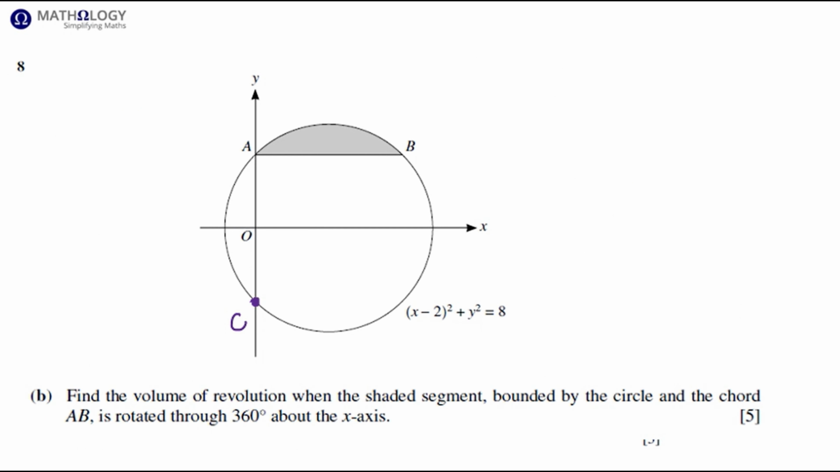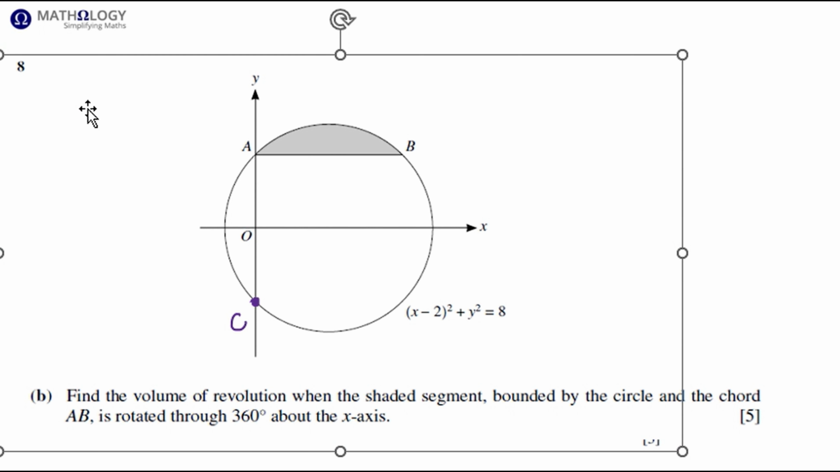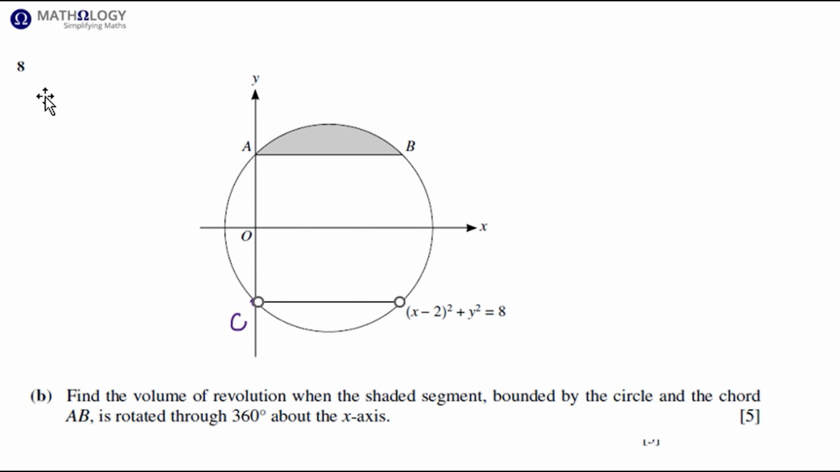Next, we are required to find the volume of revolution when the shaded segment, bounded by the circle and the chord AB, is rotated through 360 degrees about the x-axis. So we are going to have a reflected segment over here. We call this line segment CD.